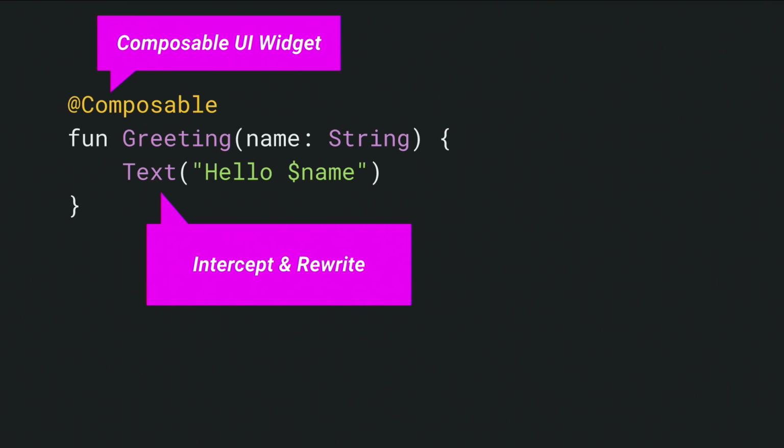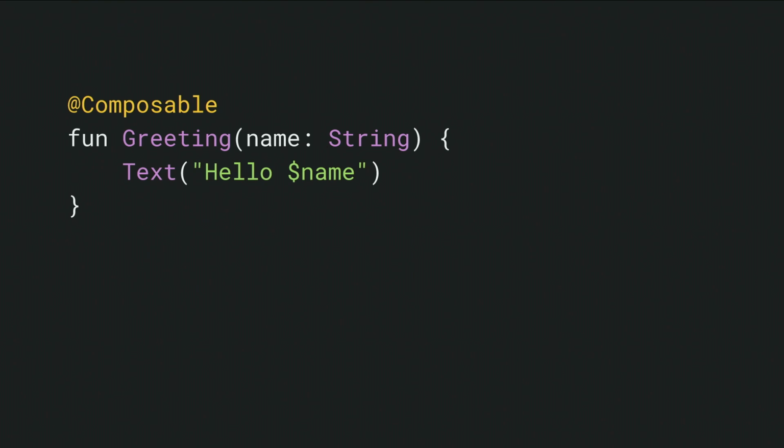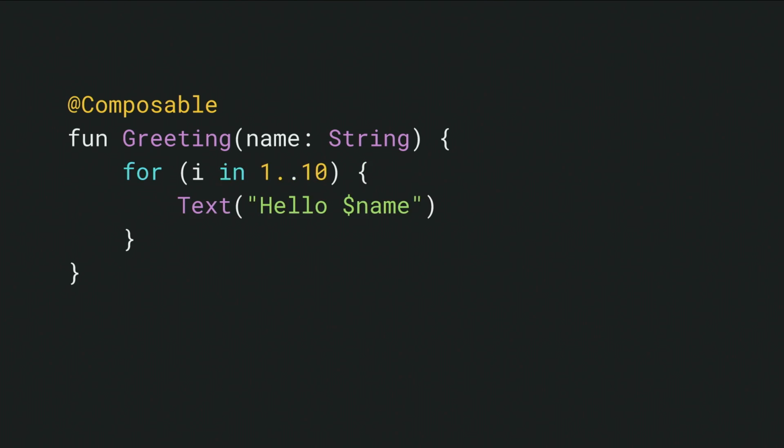We've been working with the JetBrains team to make all of this possible, and it's still very experimental. But basically, we intercept calls to composable functions, and that's what allows us to provide the declarative API. Ultimately, these functions are fully featured Kotlin functions, which allows us to do some really interesting things. For example, if we wanted to greet the user 10 times, we could use a simple for loop to do exactly that.